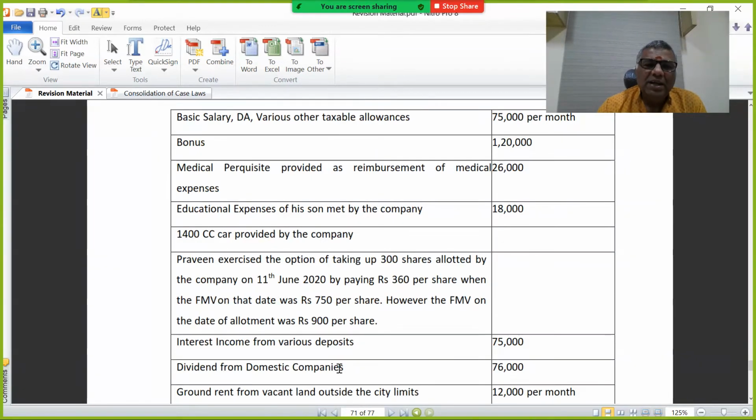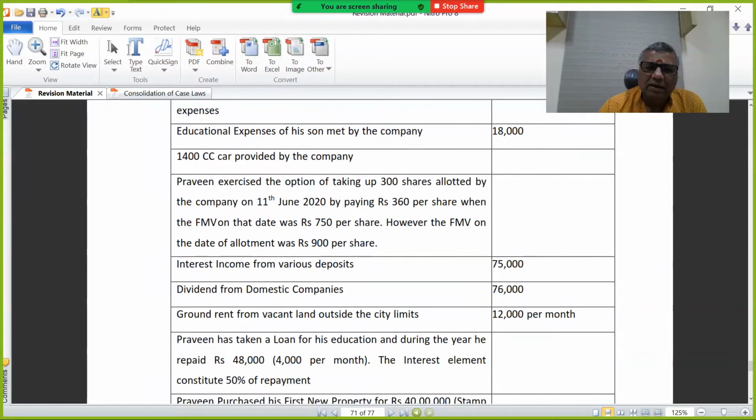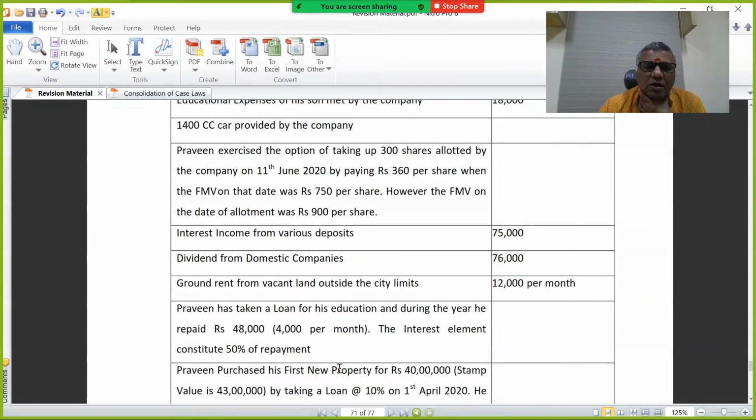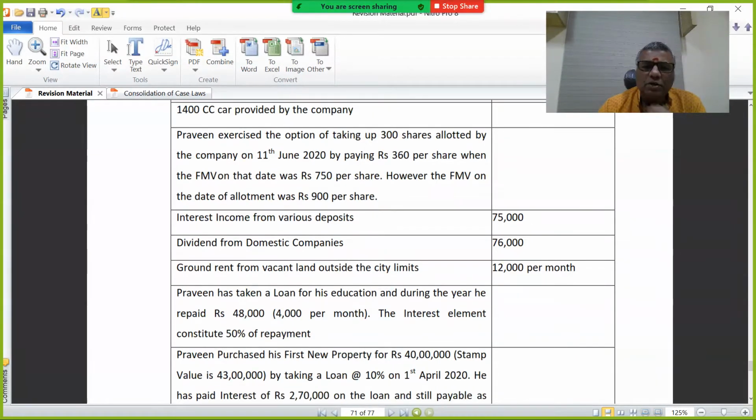Okay. Praveen exercised the option of taking up 300 shares allotted by the company on 11th June by paying 360 per share, wherein the fair market value was 750. However, on the date of allotment, the fair market value was 900. Interest income from various deposits, 75,000. Dividend income, 76,000. Ground rent from vacant land, 12,000.